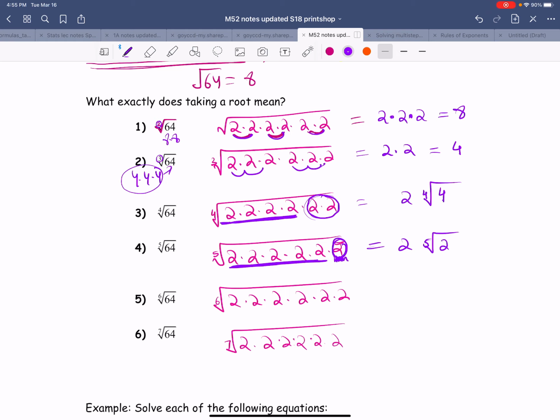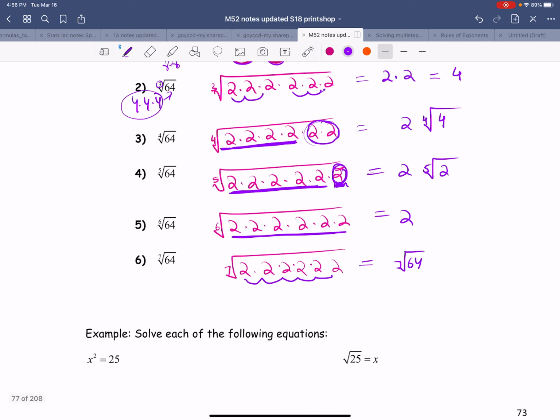Next, we have the sixth root of 64. For 6 2's inside, one 2 comes out and nothing is left inside the radical. Seventh root of 64, for 7 2's inside, we need to be able to bring one out. There are not enough 2's to have a group of 7. So that means it cannot be simplified anymore, and that's how we will leave it.